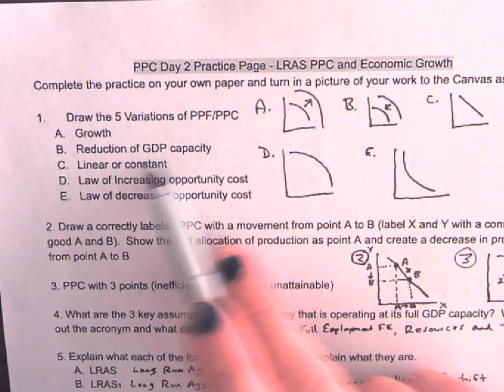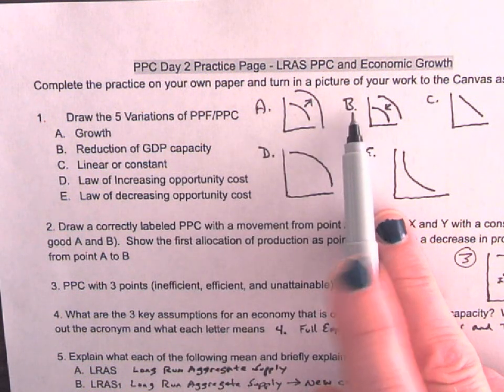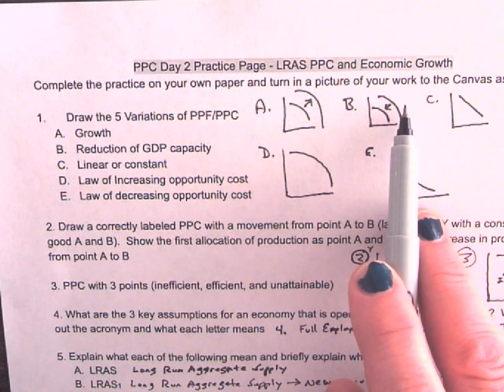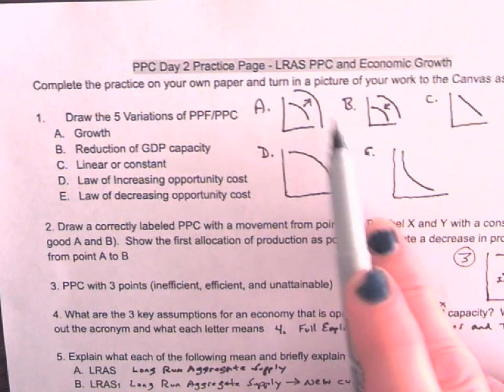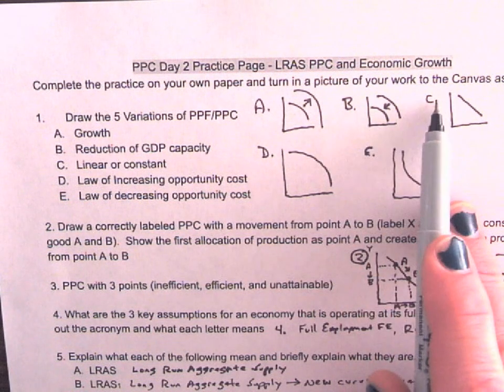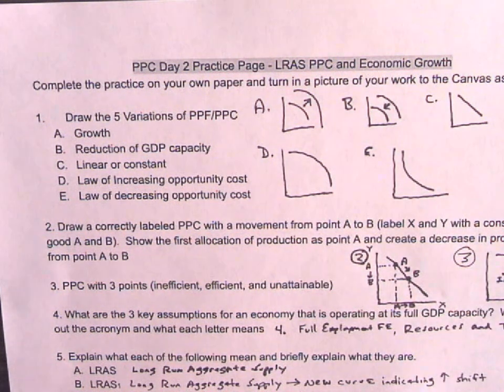So we've got growth is A, reduction of GDP capacity is B. Remember, if we lose resources, people, technology, whatever, it has a decrease, the opposite of growth. So instead of growing, it shifts inward or to the left, which is a decrease. C was a straight line. Remember, that's linear or constant. That's a 1-to-1 trade-off, or over 1, down 1, over 1, down 1. And if you connect the dots, it'd make this straight line right here.